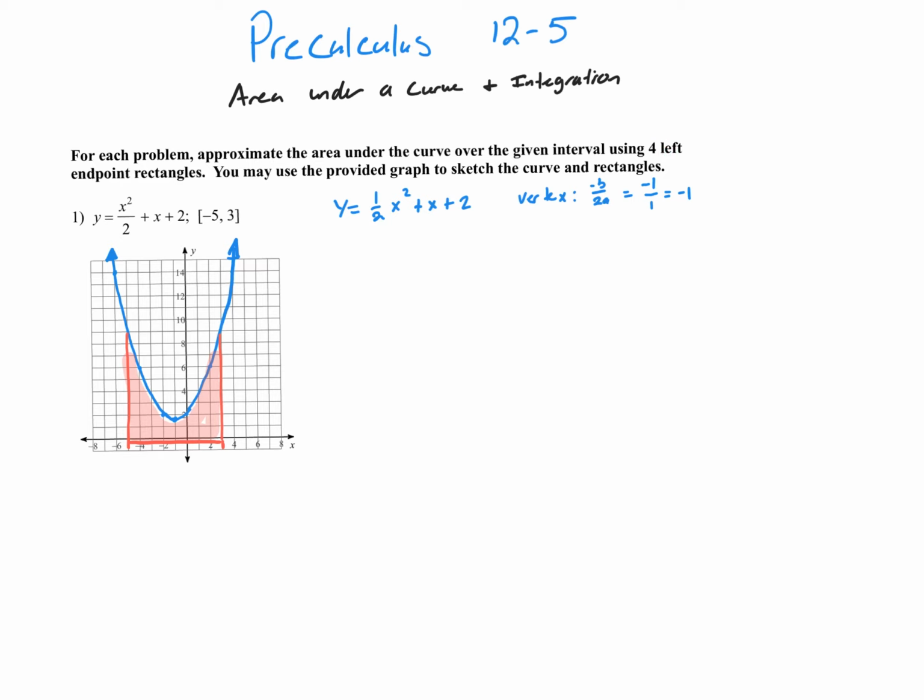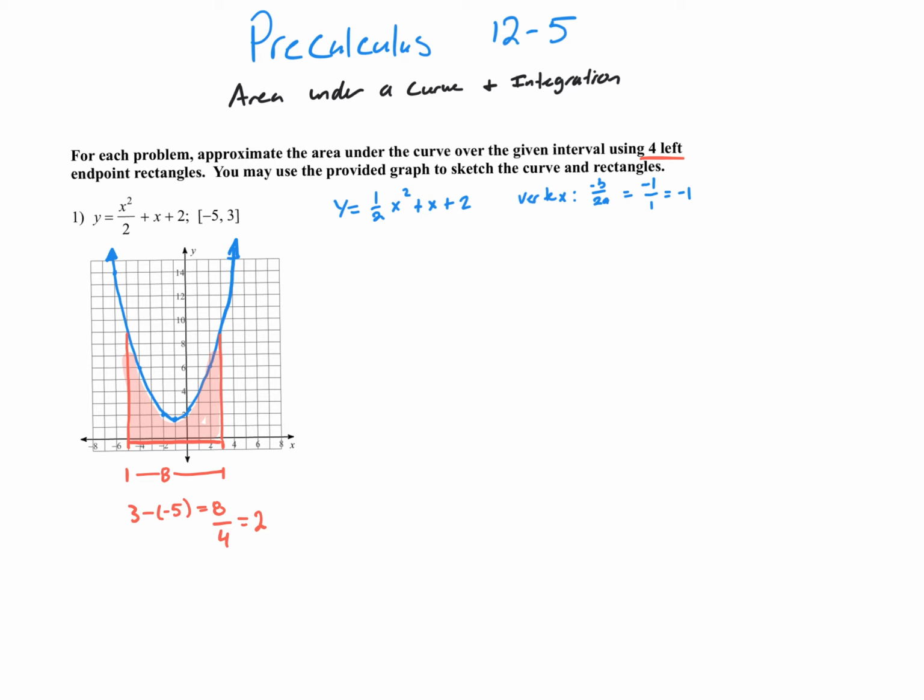So left endpoints. Notice this whole thing from -5 up to 3 is 8 units long. So it's 8 from here to here. And I could have gotten that from saying 3 minus -5, which gives you the 8. And so we're going to take that whole length and divide it by 4, because that's how many sections we have. So that gives us 2. That means each one of our rectangles is going to be 2 wide.